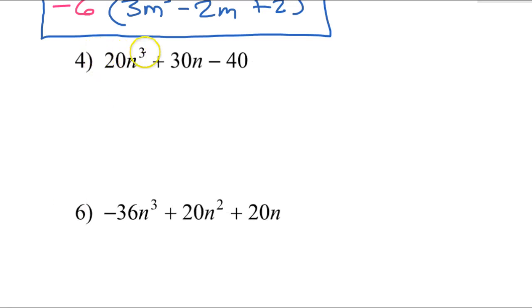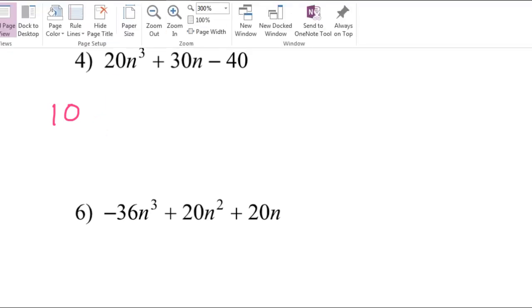Number 4 is already in descending exponential order, so I don't have to switch it around. I'm noticing that the 40 doesn't have any variables on it. That means there will be no variable on my common factor. 20, 30, 40, I notice that they are all divisible by 10. So maybe 10 will be my common factor. I'll check that more closely in a minute.